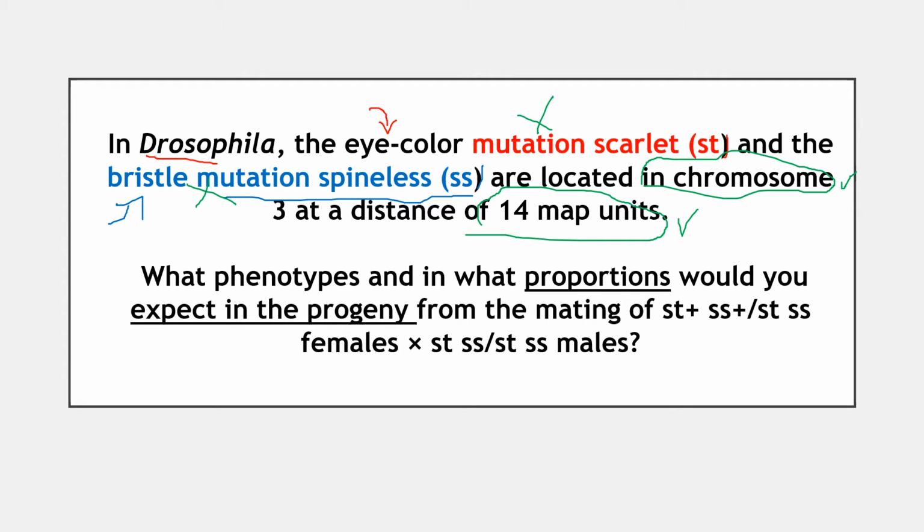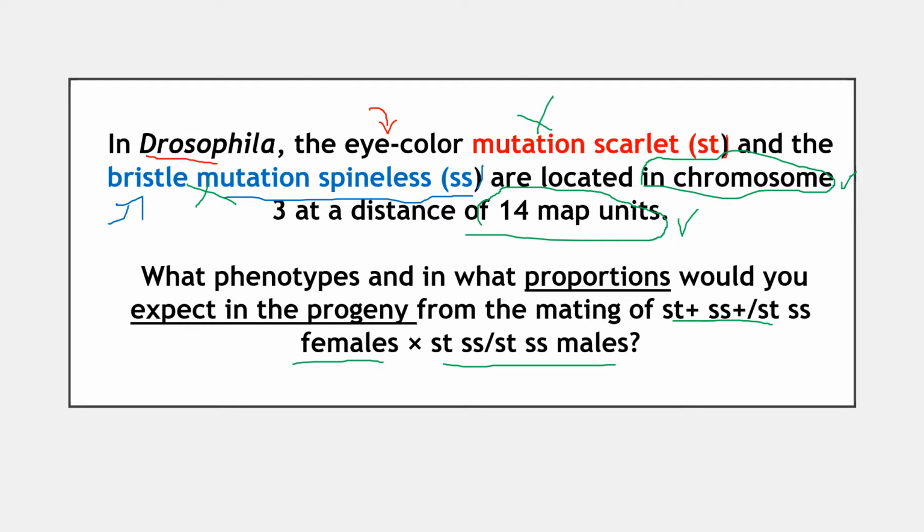And they want to ask you what phenotypes and in what proportion would you expect in the progeny from the mating of these two genotypes, this genotype for females and this genotype for males. So they're telling you that these two genes have a distance that we know. So when you make this cross, what do you expect? What will be your expectations of the genotypes in the progeny?